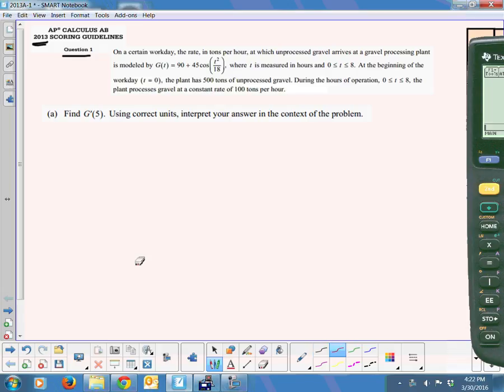Let's see, it says, on a certain workday, the rate in tons per hour at which unprocessed gravel shows up at a plant is given by this equation. When they say that they're giving you a rate, that's an important term. A rate is kind of like a derivative. So really, g of t is kind of a derivative function. And it's measured in hours from the start of the workday.